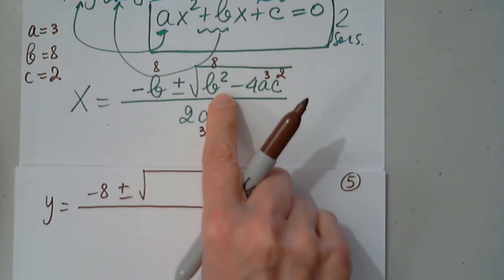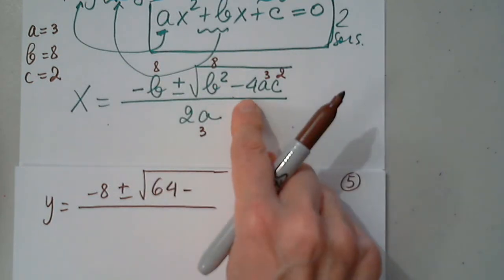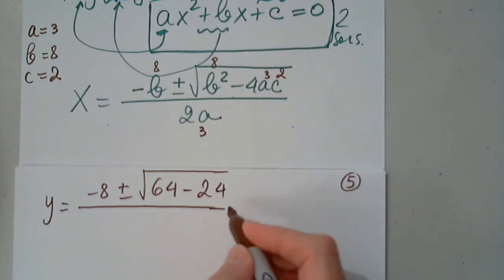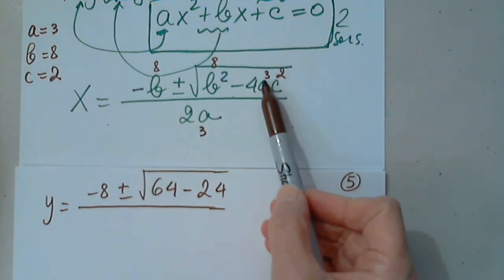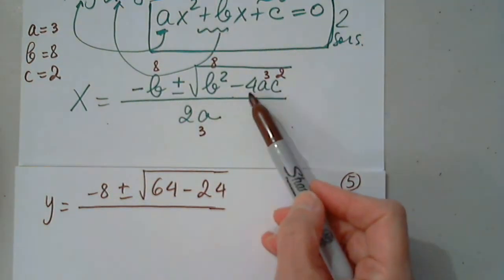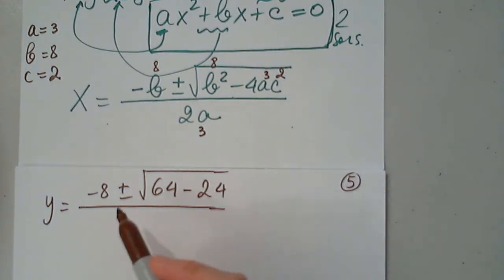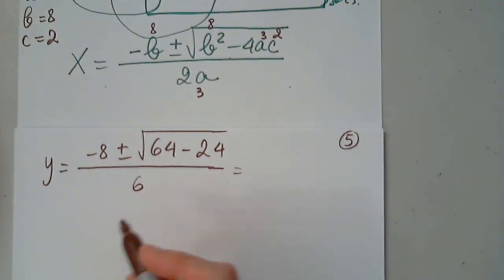So 64 minus 4 times 2 is 8 times 3 is 24. It doesn't matter the order. It's a product. You can say 2 times 3 is 6 times 4 is 24. 4 times 2 is 8 times 3 is 24. It doesn't matter, right? Divided by 2 times a, which is 6. And yes, we have to continue simplifying it.